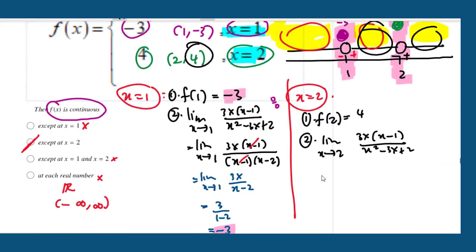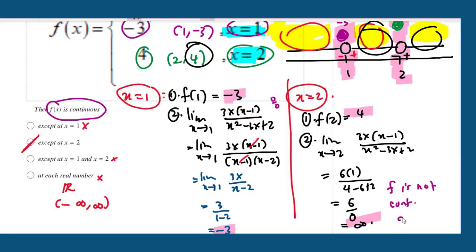Substitute: 6 over 4 minus 6 plus 2. So 6 over 0. 6 over 0 is undefined. So this is confirmed not equal. Conclusion: f is not continuous at x equal to 2. So f is continuous at all real numbers except 2. So this is the answer. Settled for number 21.